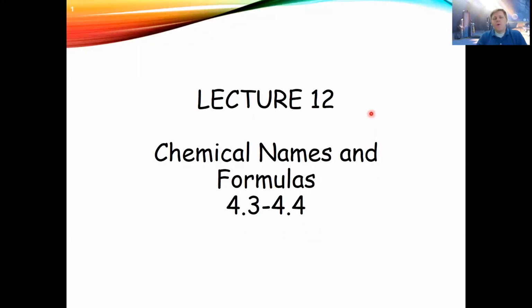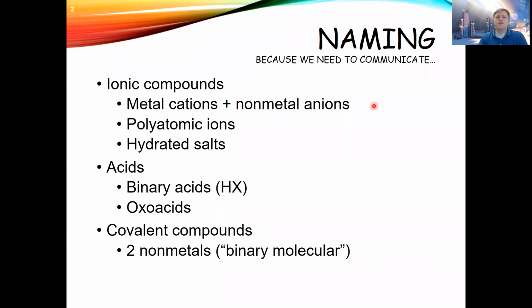This is lecture 12. In this lecture, we'll be talking about chemical names and formulas. We won't actually be discussing a lot of chemistry per se. We'll really be building our vocabulary so that we can talk about chemistry and chemicals. By the end of this lecture, you should be able to name and identify all of these different kinds of compounds.